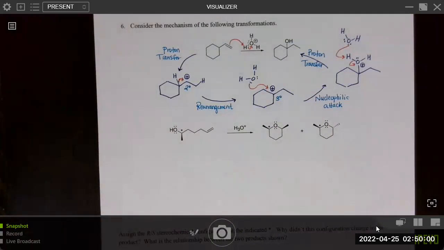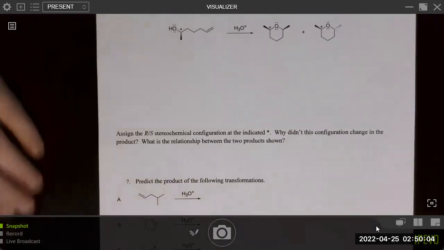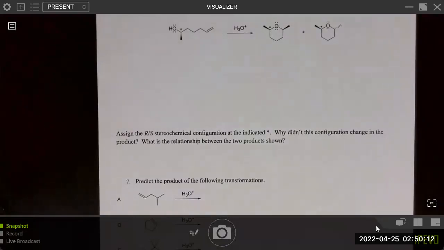All right. Let's look at the next reaction here. This one is somehow going to be forming a ring. So that's probably not something you've seen before, but if we use all the logic that we've been learning about with these acid catalyzed hydration reactions, we surely can figure out how to make these products.